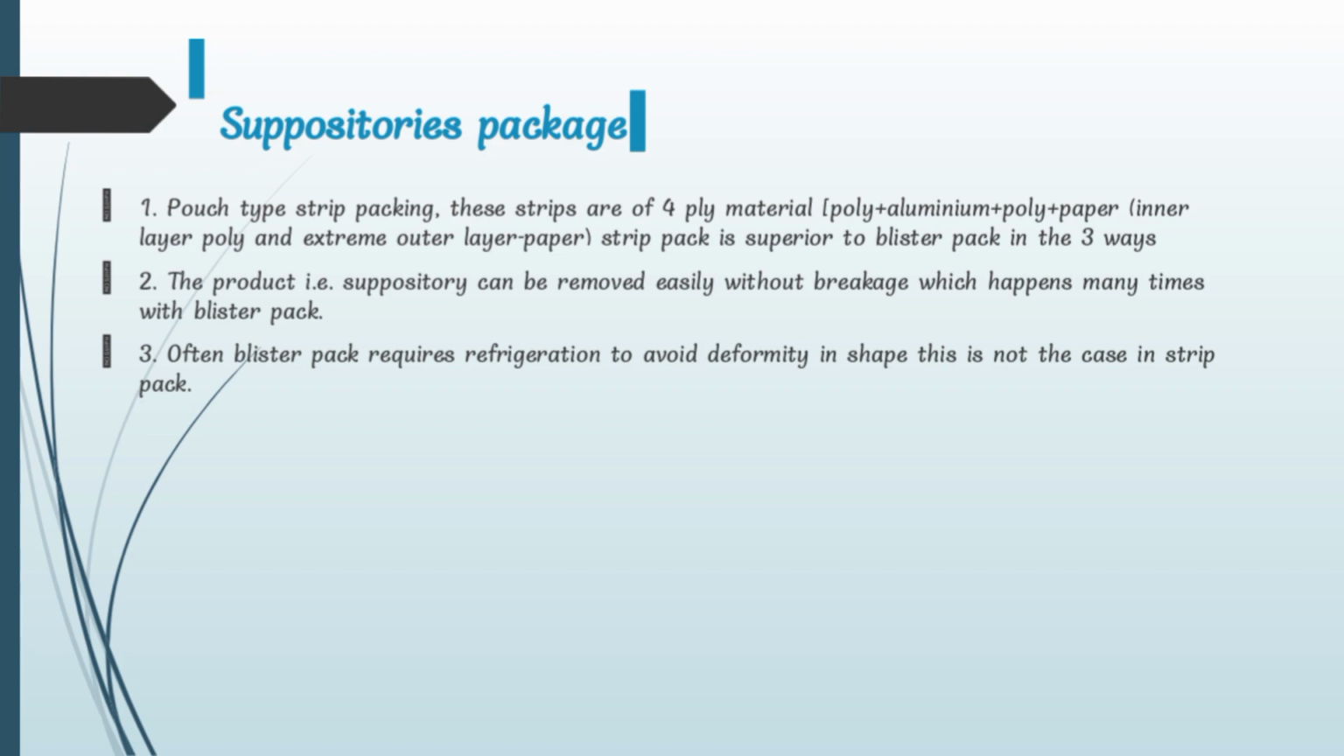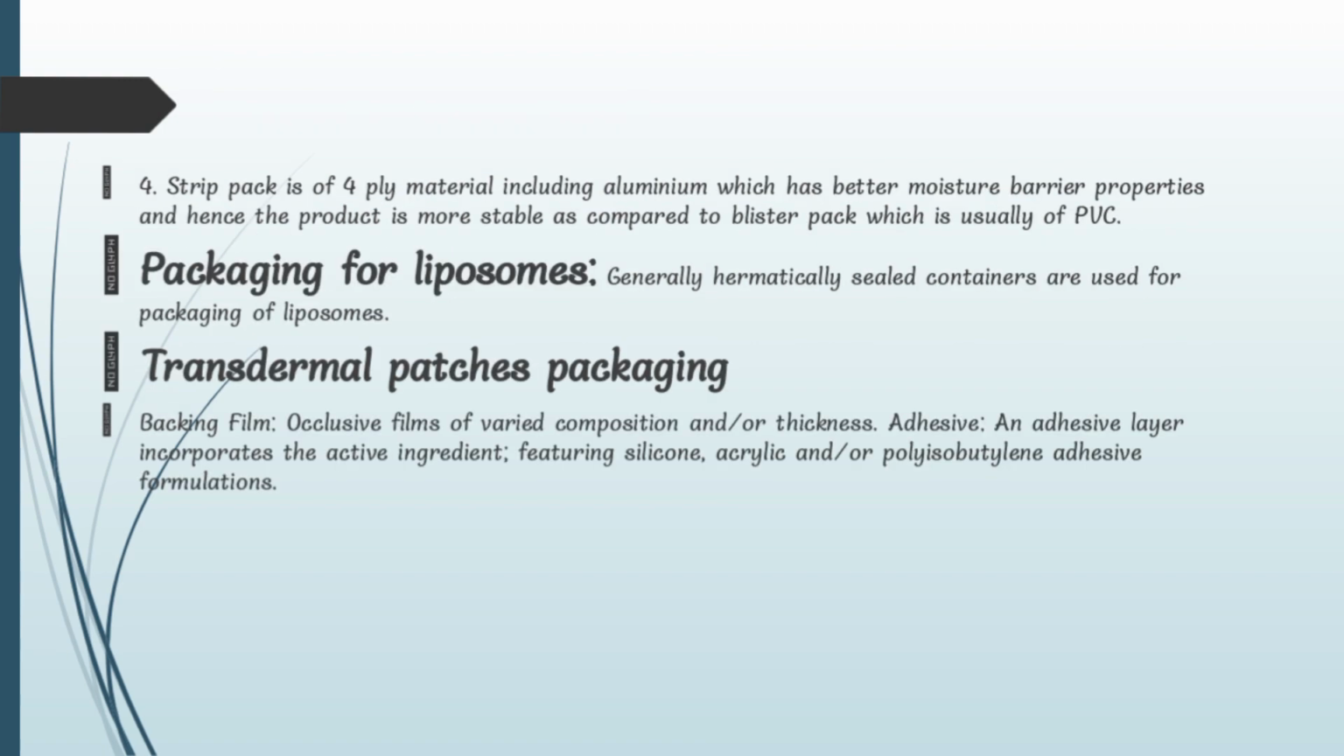Second, blister pack often requires refrigeration to avoid deformities in shape. This is not the case with the strip package. Fourth, strip pack is of 4-ply material, which includes aluminum, which has better moisture barrier properties, and hence the product is more stable as compared to the blister pack, which is usually of PVC. Next, we will see the packaging of liposomes. Generally, hermetically sealed containers are used for the packaging of liposomes.